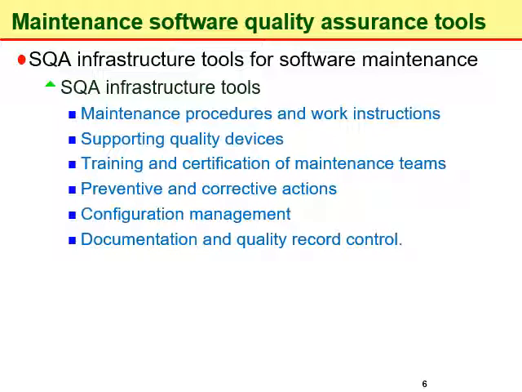Then the last infrastructure tool for quality is documentation and quality record control. The specialized requirements for documentation and quality records are most closely related to software correction and user support activities.